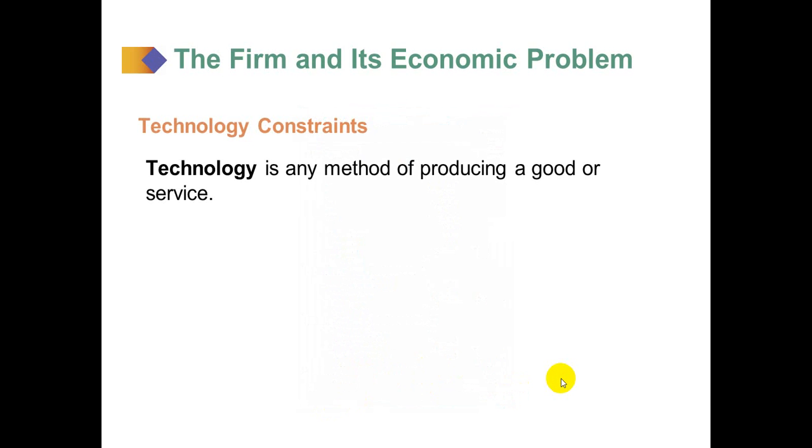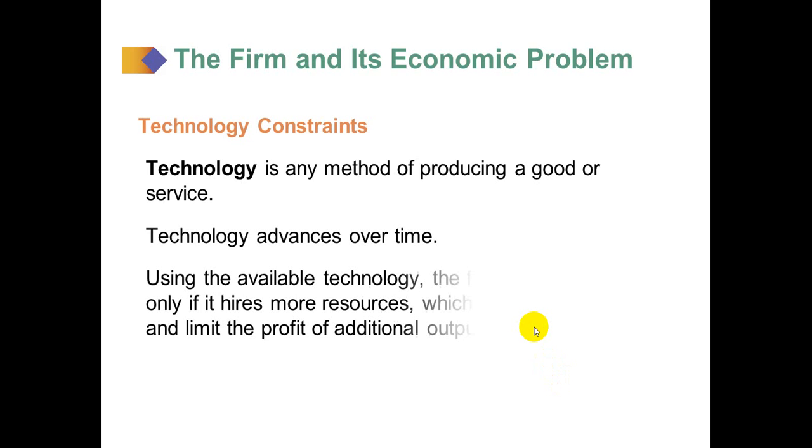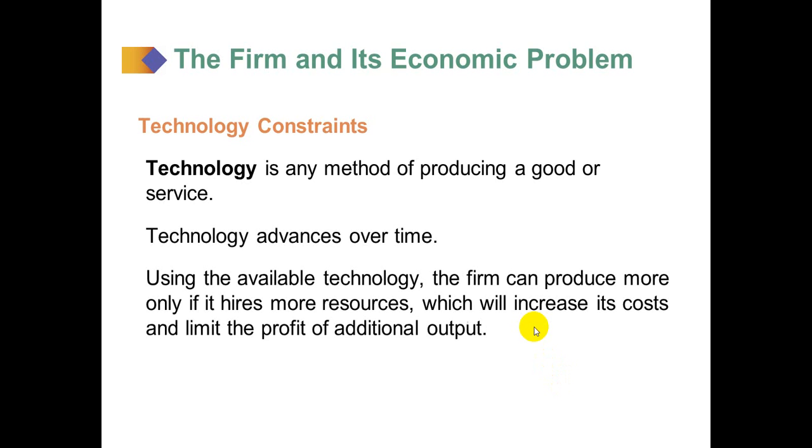The firm and its economic problem. Technology constraints. Technology, as we know from first year, is any method of producing a good or service. Technology advances over time. Using the available technology, the firm can produce more only if it hires more resources, which will increase its costs and limit the profit of additional output.